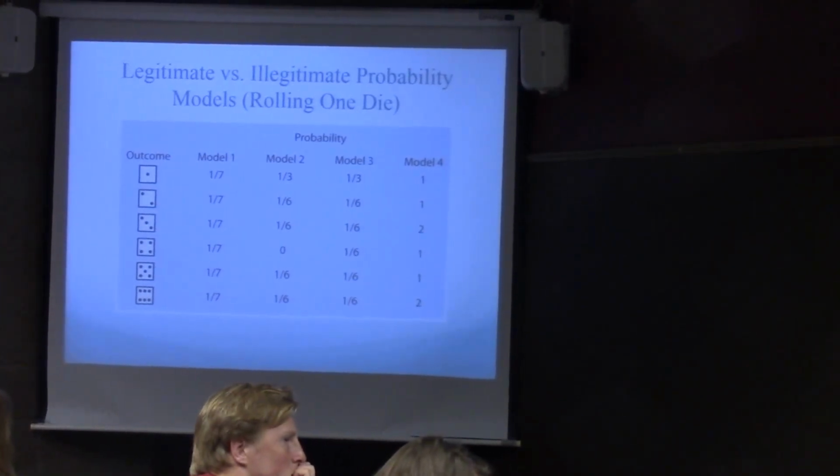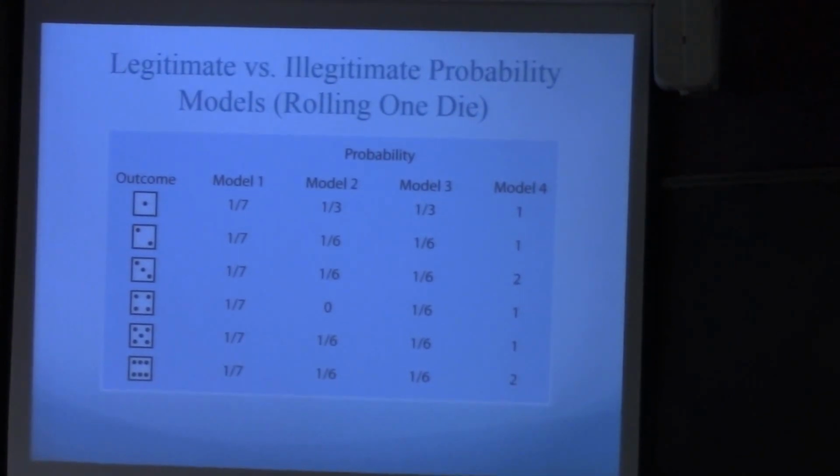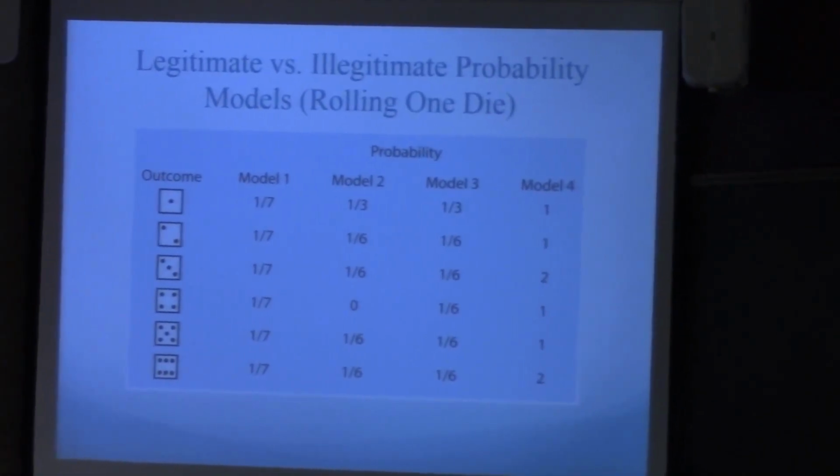Some models are legitimate, some are illegitimate. Look at this situation. The random experiment we're thinking about is rolling 1 die, 1 6-sided die.